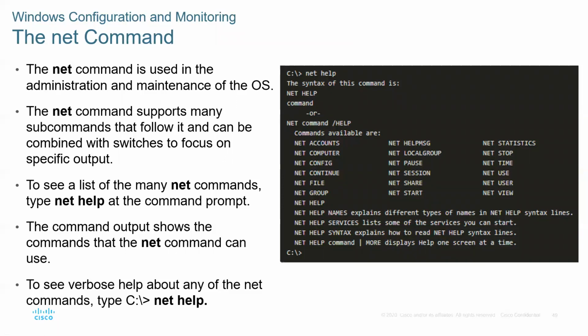You can turn things off and on real fast. It supports many subcommands that will follow it, and then usually has a bunch of switches after that to turn different things off and on. And you can run the net help command here to get some output to see all the different things that you can run.